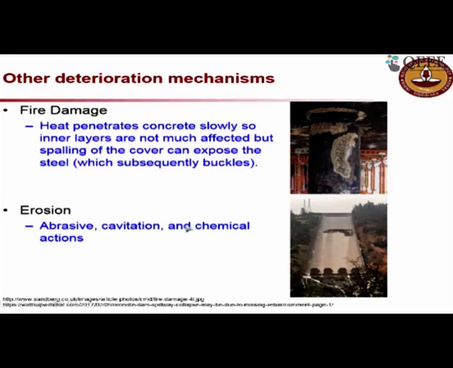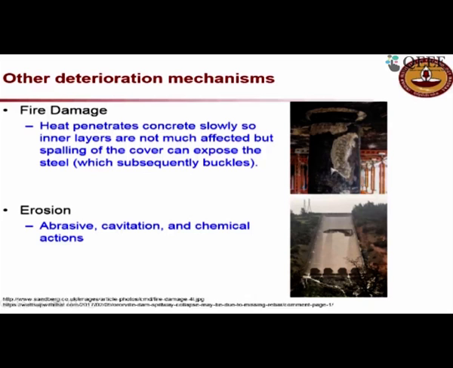There are two more mechanisms we will cover very briefly. Fire damage is another. Recently we are hearing a lot of incidences where fire hazard is there, buildings. If there is a fire attack, what happens is, there are very small pores available inside the concrete. So, this heat penetrates into the concrete slowly, and inner layers are not really much affected, but the near surface layer is very much affected. That's what you see here.